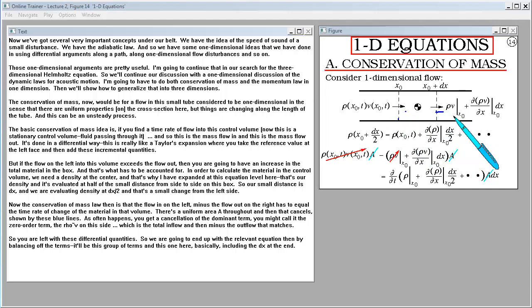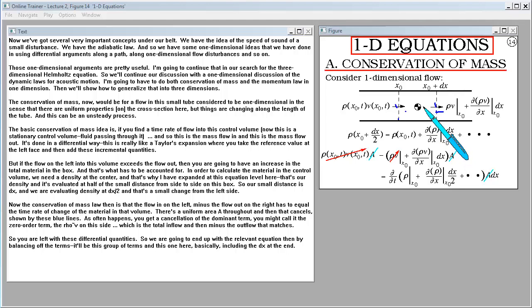And it's done in a differential way. This is really like a Taylor expansion, where you take the reference value at the left face and then add these incremental quantities. But if the flow on the left into this volume exceeds the flow out, then you're going to have an increase in the total material in the box. And that's what has to be accounted for.